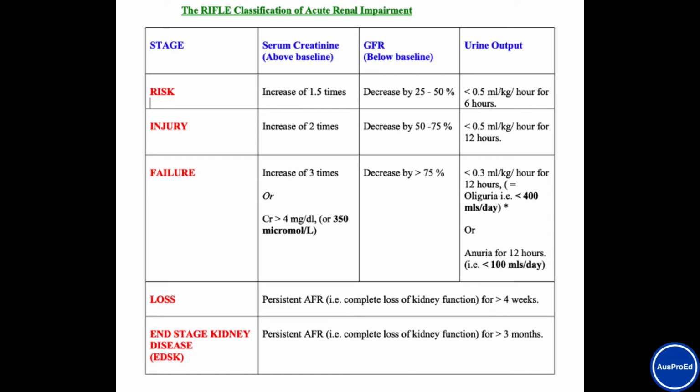Okay, so you can Google the RIFLE classification of acute renal impairment, and the different stages are risk, injury, failure, loss, and end-stage kidney disease. It also talks about the serum creatinine levels, the GFR, and also the urine output. Whenever you get time, please go through the RIFLE criteria and you'll get a good understanding of what I'm talking about.